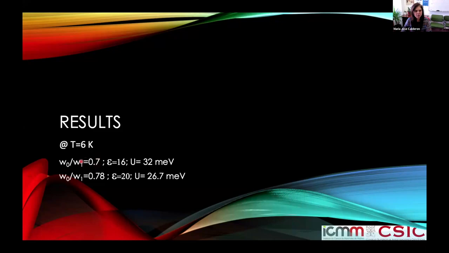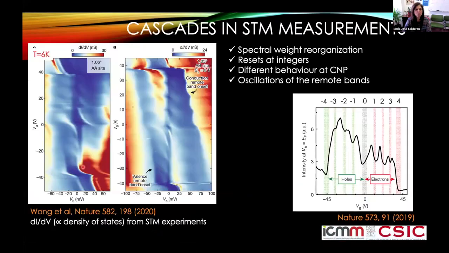And this value is different from 1 because we have relaxation. That is also behind the fact that the flat bands are isolated from the remote bands. So before going to the result, just remember a little what we were seeing before: these cascades that have been observed in STM measurements, in which, I remind you, there is a spectral weight reorganization, resets at the integers, different behavior at the charge neutrality point, and the oscillations of the remote bands.